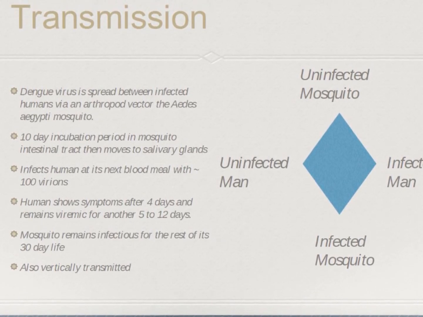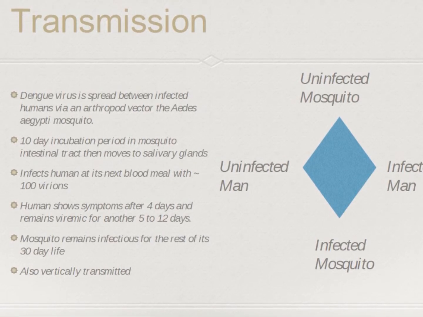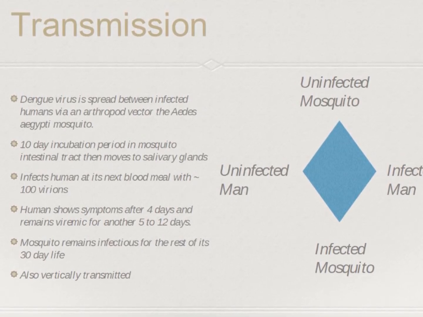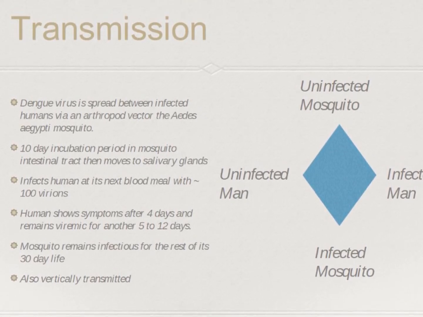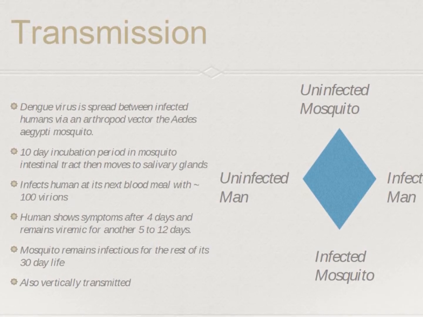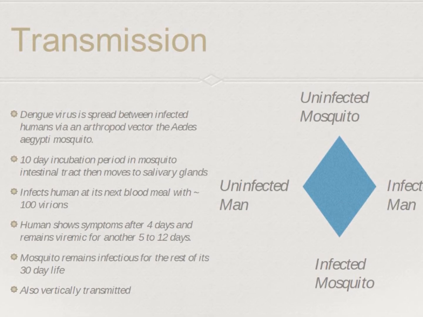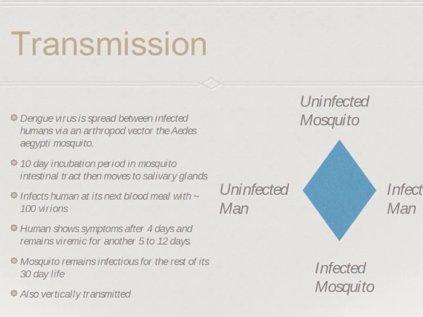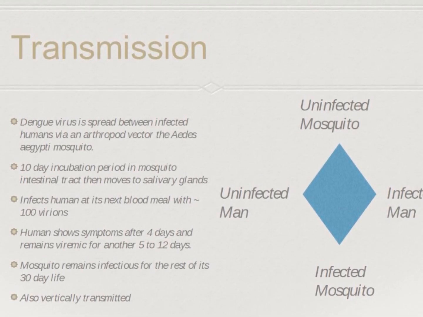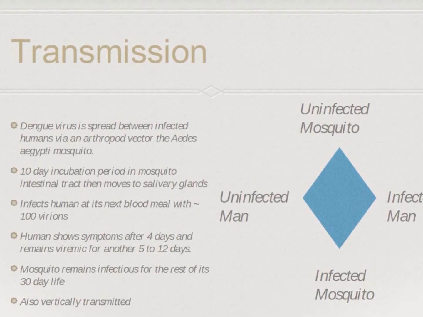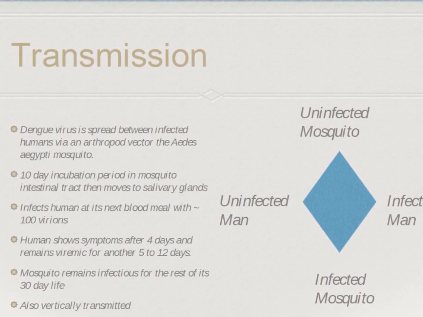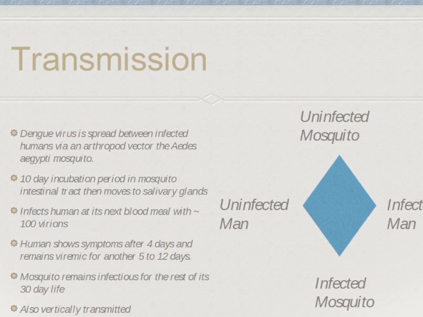So dengue is transmitted, as we said, between mosquito and man. Once an uninfected mosquito bites an infected person, the virus incubates in the mosquito's intestinal tract for 10 days. Then it bites someone else and it gives them the infection. And we've also found that there is vertical transmission between mother and child via the placenta.